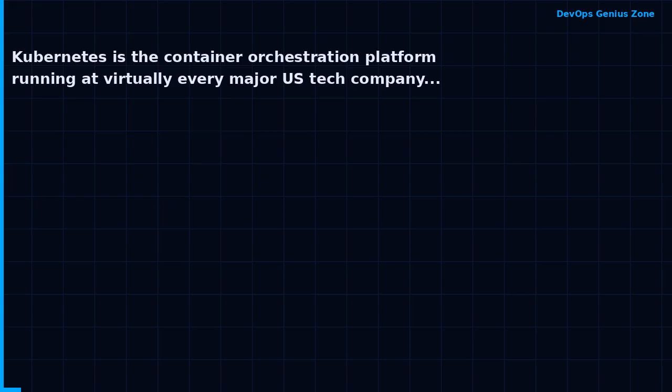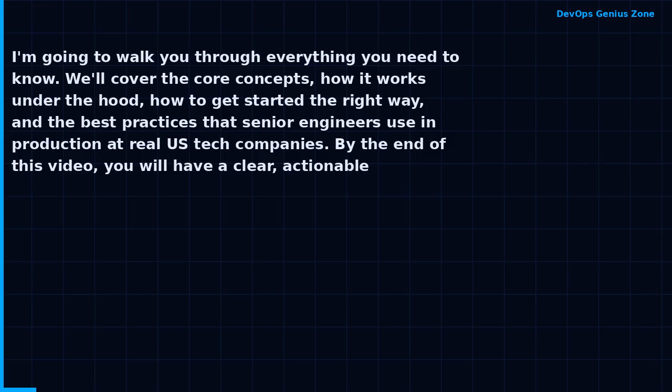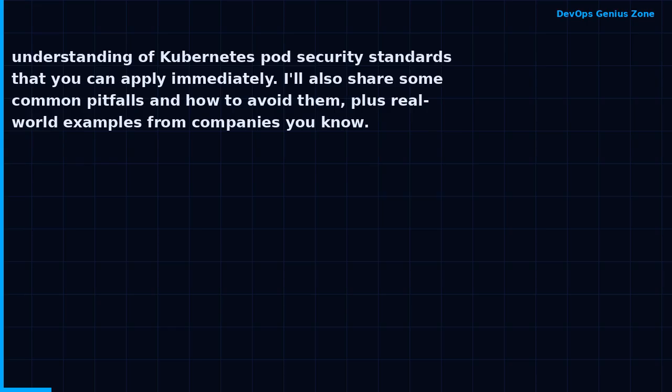We'll cover the core concepts, how it works under the hood, how to get started the right way, and the best practices that senior engineers use in production at real US tech companies. By the end of this video, you will have a clear, actionable understanding of Kubernetes Pod Security Standards that you can apply immediately. I'll also share some common pitfalls and how to avoid them, plus real-world examples from companies you know. First, let us talk about why Kubernetes Pod Security Standards matters so much right now.